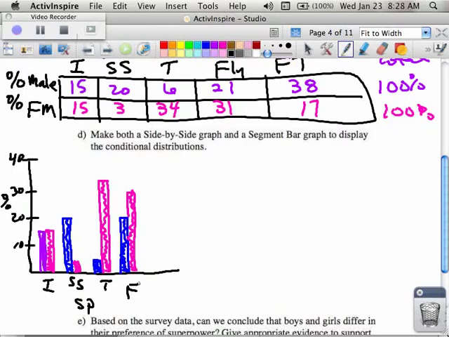And then the last superpower, which was freeze time, which I don't really know what that means, but freeze time for the males was 38%. And for the females, 17.